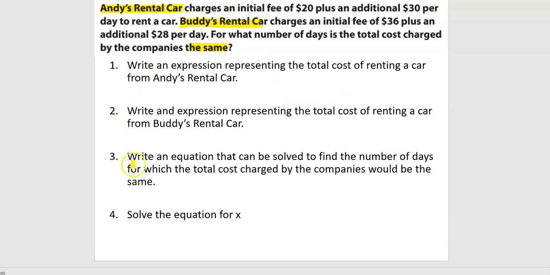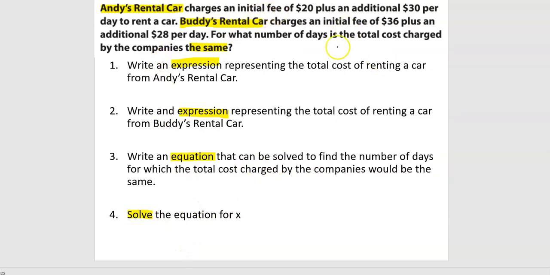Now here we have some generic steps, but really these are the same steps you would do for any word problem of this same type. You're going to write an expression for one side of the equation, write an expression for the other side, and then put them equal to each other to make your final equation. And then the final thing is just to solve for x like we've been doing.